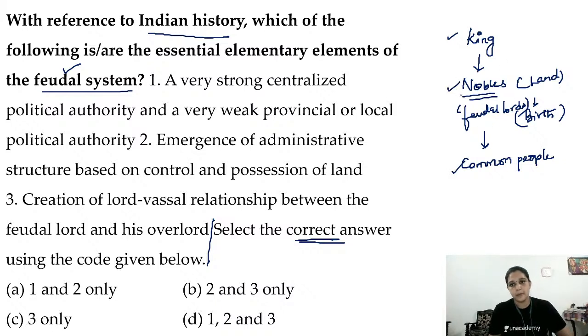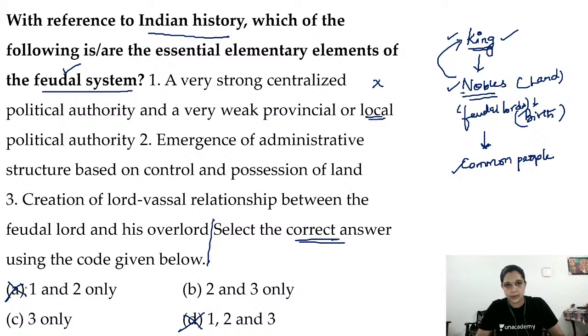So what happened in this system? The nobles will start controlling the people, and the king will be collecting the revenue from the nobles. So here the king does not have any direct relationship with people. When the king does not have a direct relationship with people, the king is not powerful. Anywhere in any country, who controls the people will be powerful, not the one who is in between, not the one who is indirectly controlling. Who is directly controlling the people will be the powerful one. In that statement, the very strong centralized political authority is wrong, because the local political authority, these nobles, were very powerful. So I'm eliminating the first statement. So I'm eliminating option D and option A.